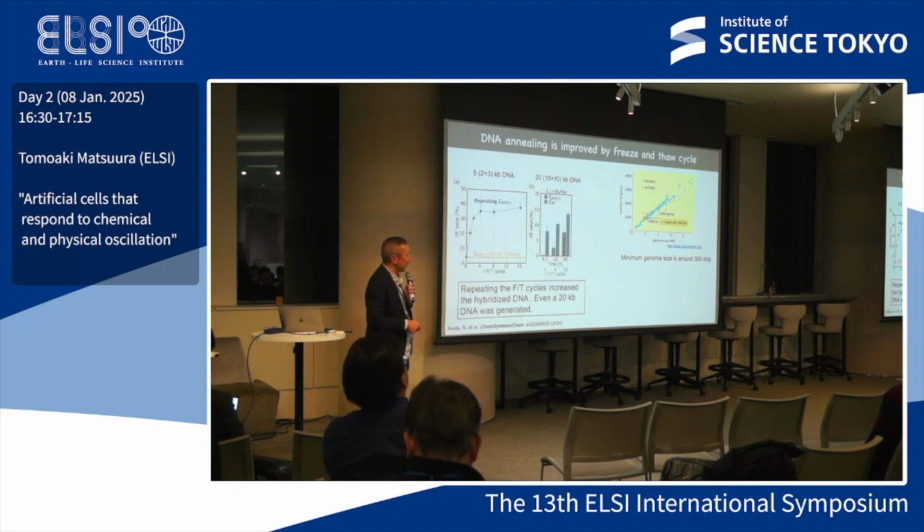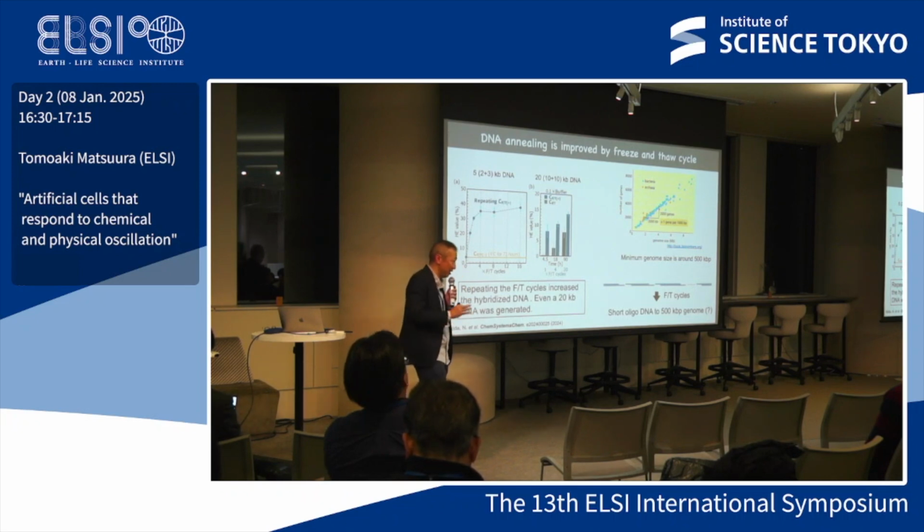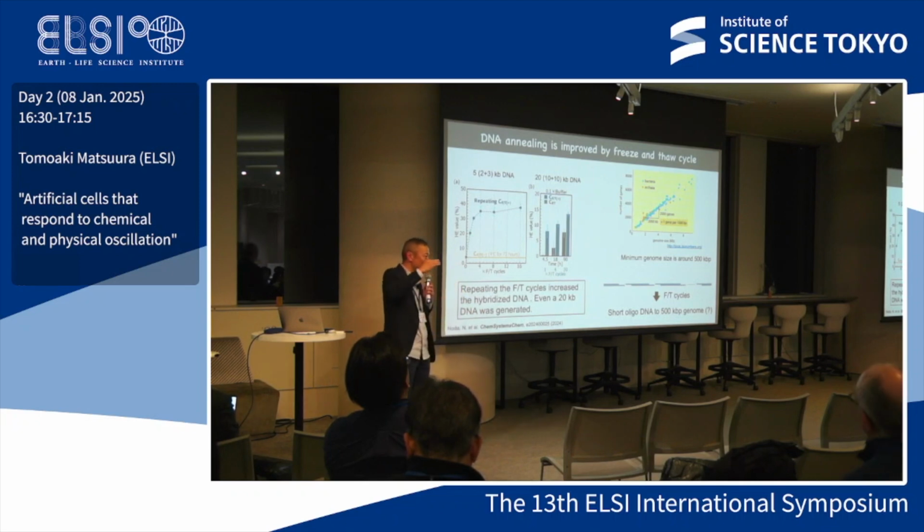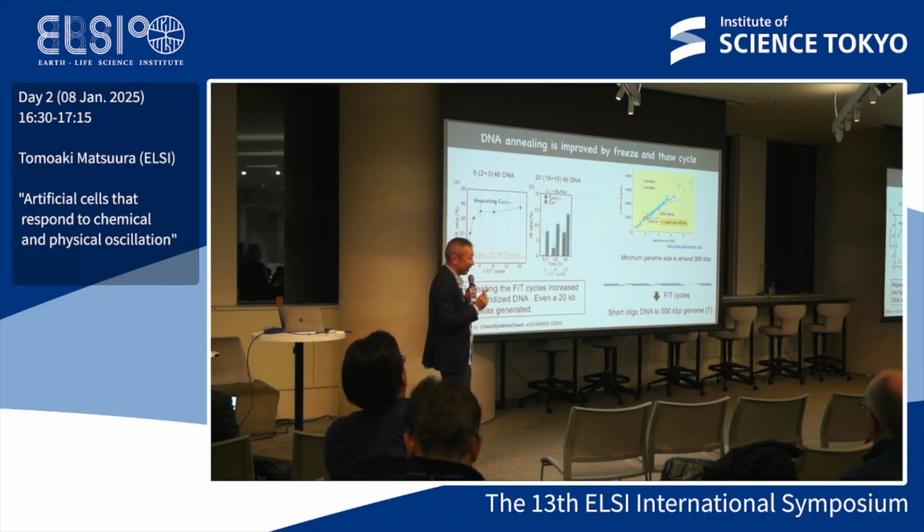And if we can start from prebiotically possible short oligonucleotides and subject them to freeze-thaw cycles to reach a 500 kilobase DNA, we now reach 20K. So we now can go like 25-fold higher. Then we can say that, hey, we're close to making life, at least in respect to DNA length.